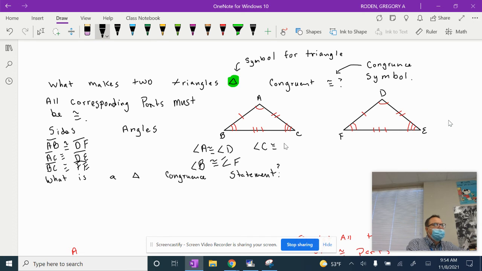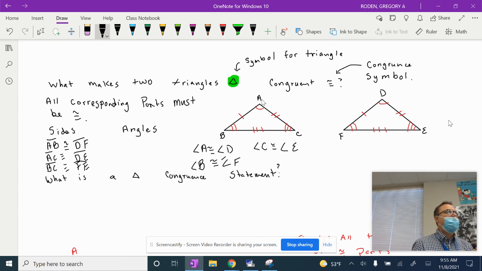Y'all agree with that? Okay, now, are all of the corresponding sides congruent, ladies and gentlemen, according to this picture right here? Yes. Are all the corresponding angles congruent? Yes. So that's what makes two triangles congruent. If all corresponding parts are congruent, then the two triangles are congruent.